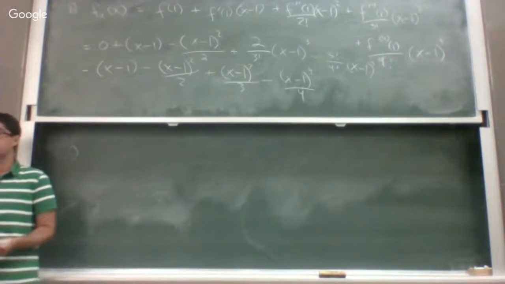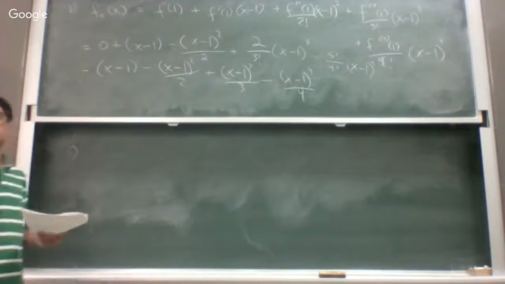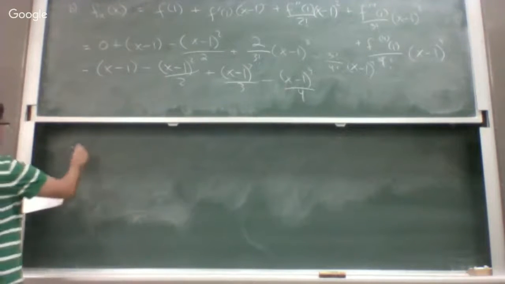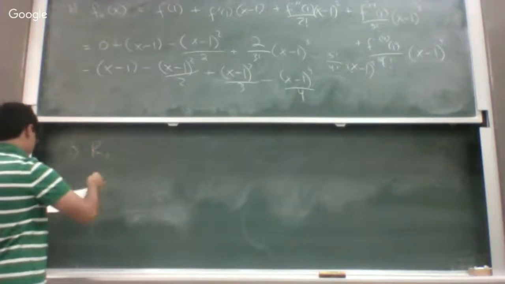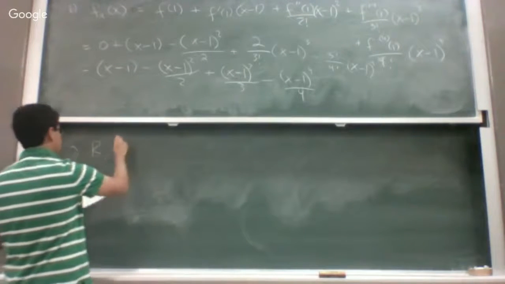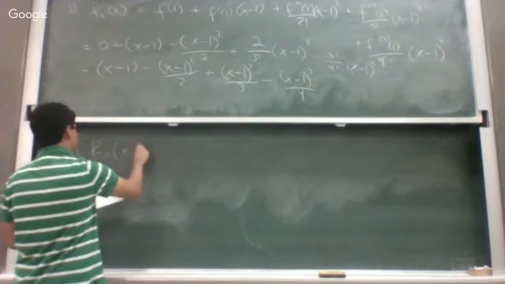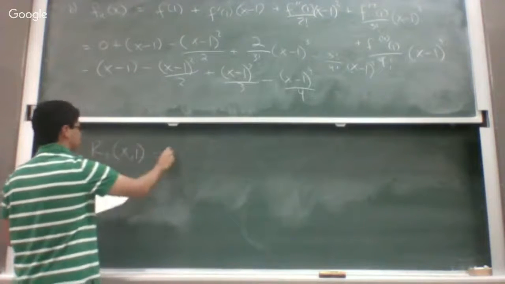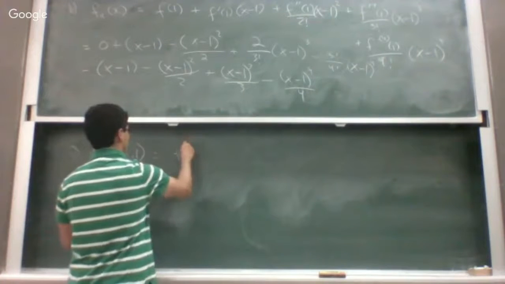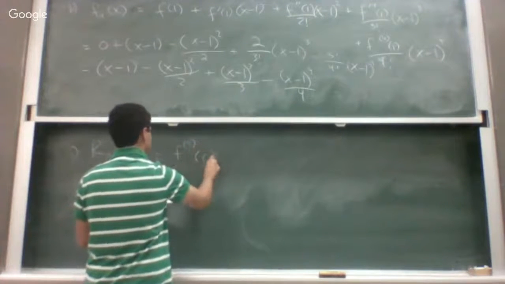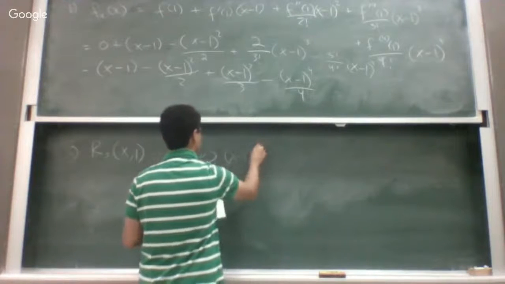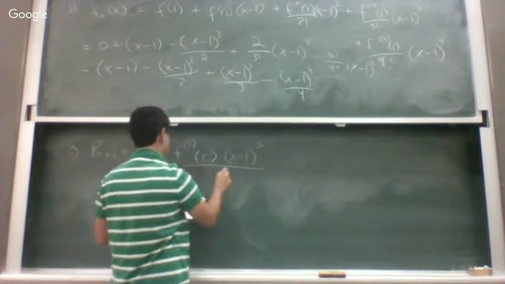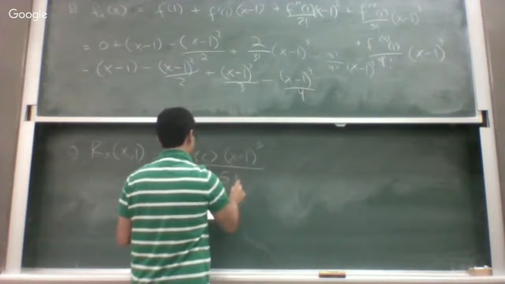Are you guys good to go to part C? So this is where people will lose points. The remainder R5 of x comma 1 is equal to f to the 5 prime of c times (x minus 1) to the 5th, divided by 5 factorial.